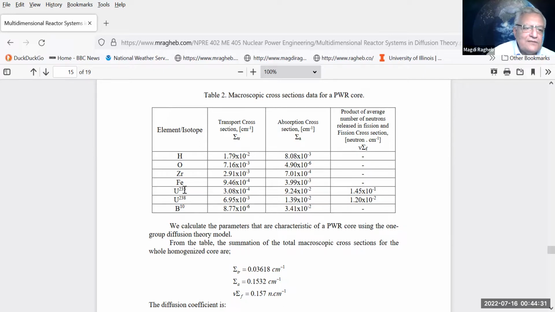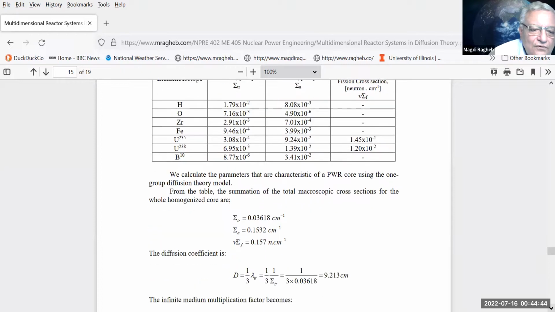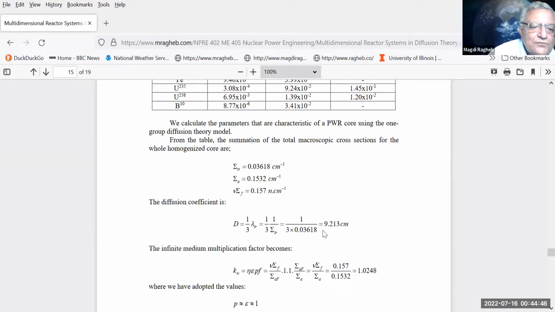And only the uranium-235 and uranium-238 have a nu sigma f value, and you add them together, that is 0.157 neutron centimeter minus 1 for the whole reactor. The diffusion coefficient is going to be 1 over 3 times the macroscopic transport cross-section. So you could see it has a value of 9 centimeters.